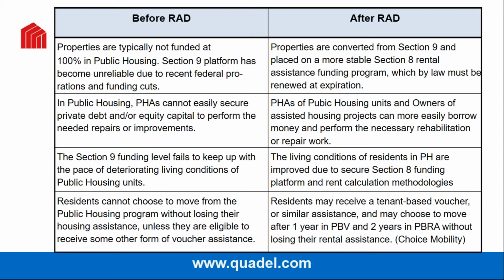After RAD, the living conditions of residents in public housing are improved due to secure Section 8 funding platform and rent calculation methodologies. And lastly, after RAD, residents may receive a tenant-based voucher or similar voucher assistance and may choose to move after 1 year in PBV or 2 years under a PBRA HAP contract without necessarily losing their rental assistance. And what we're talking about here is choice mobility, and we'll touch on that a little bit further as we get into today's webinar.